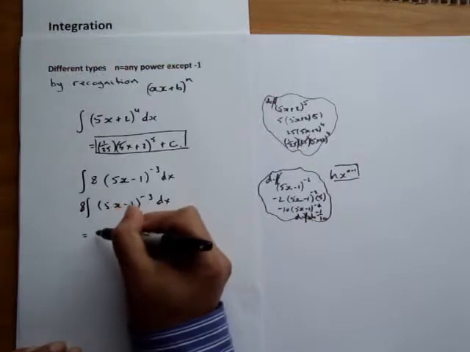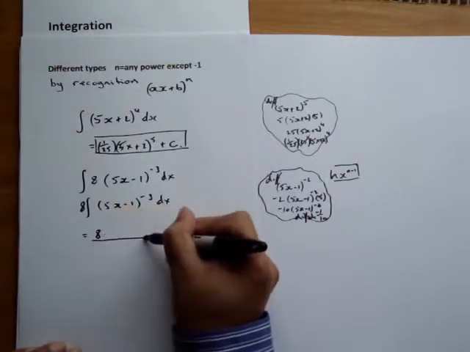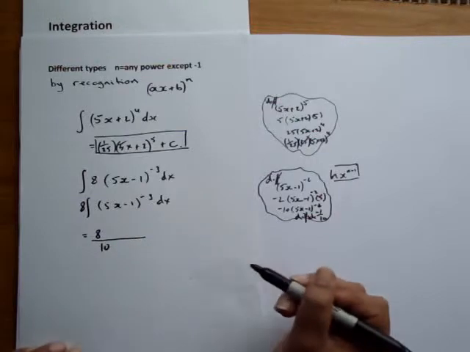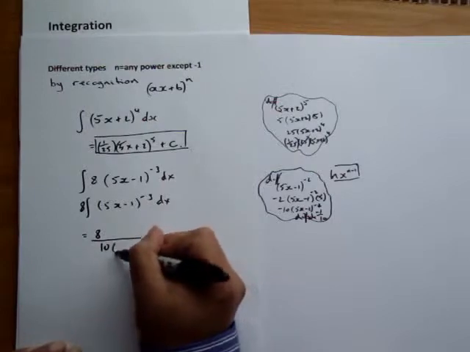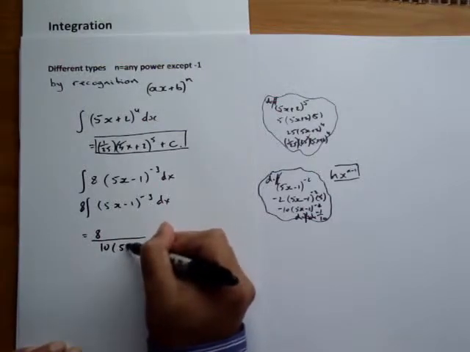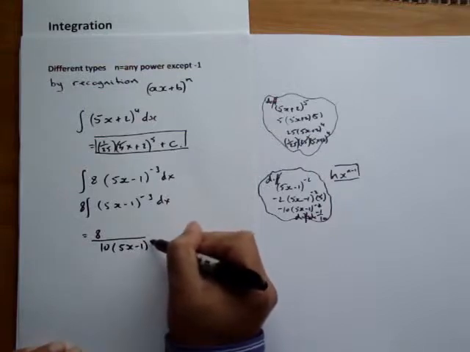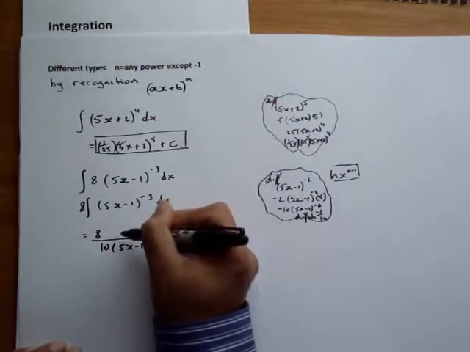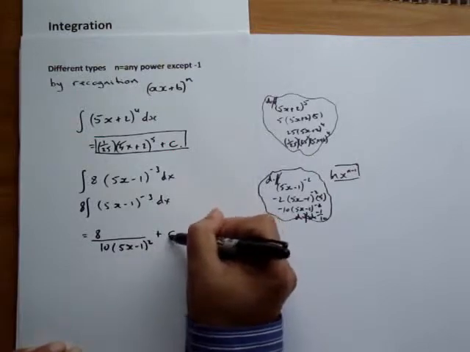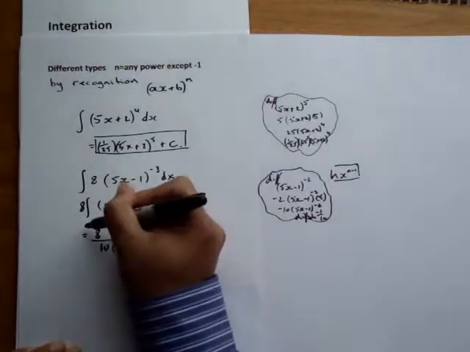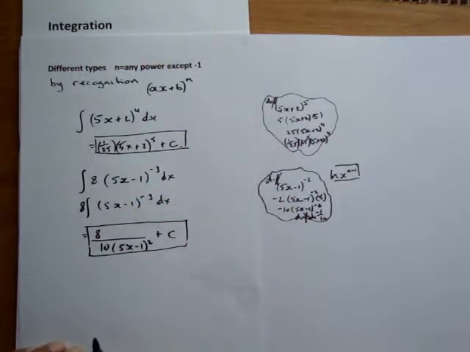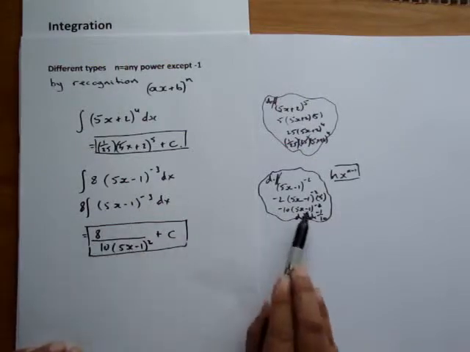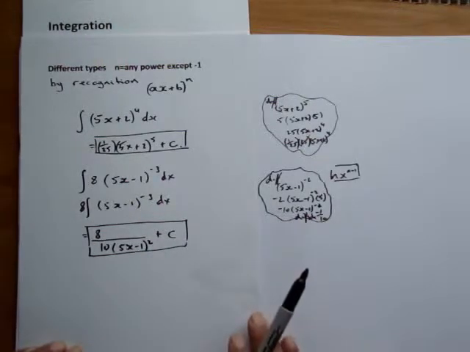So this then becomes 8 over -10 (5x - 1)^(-2) + c, and that is our answer. So we bring the 8 over here and multiply by -1/10.